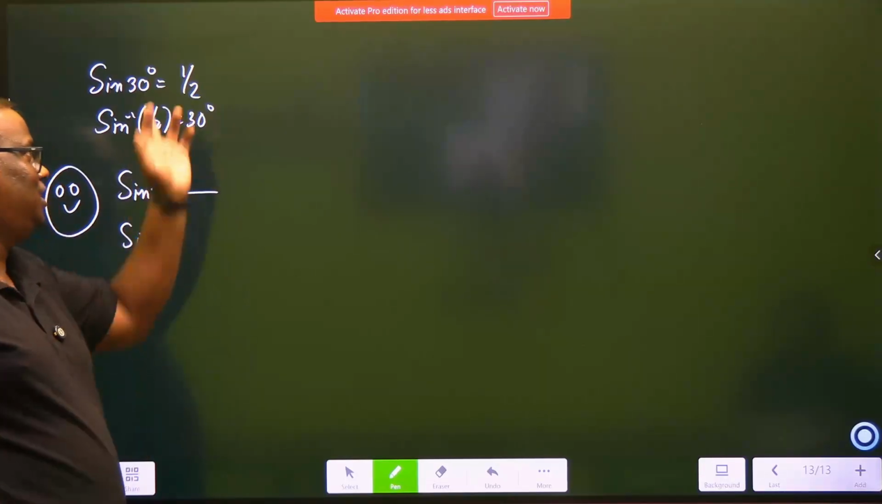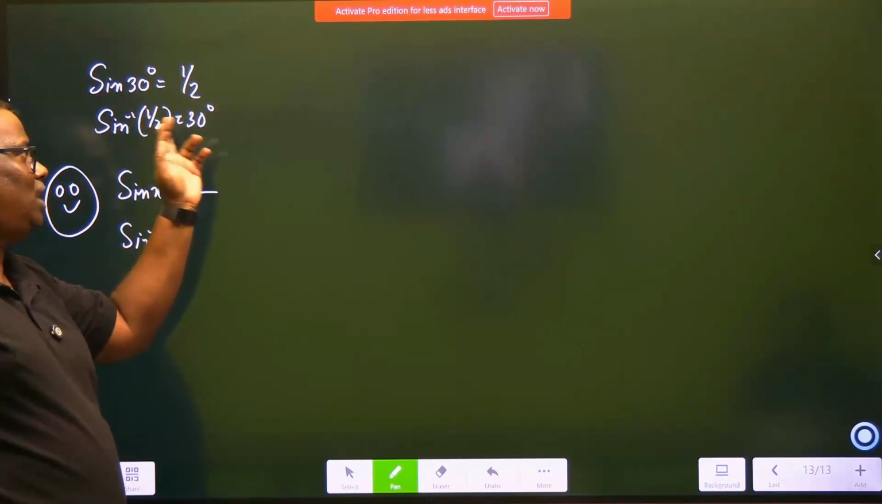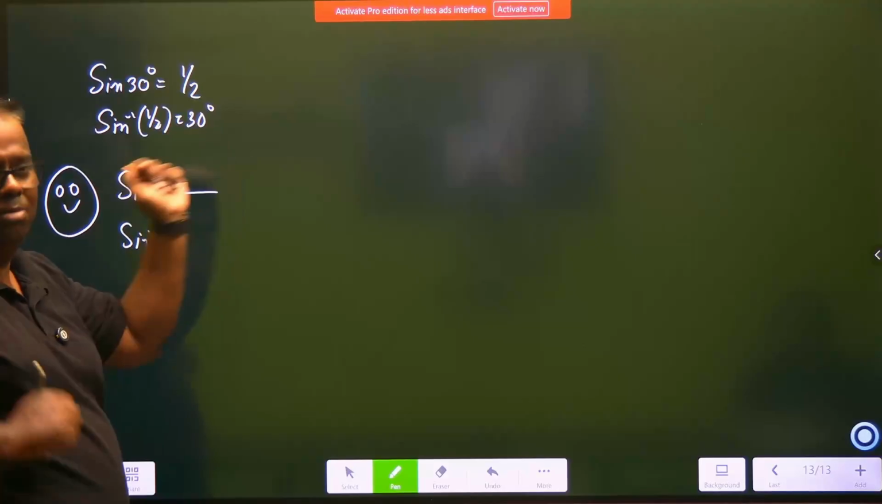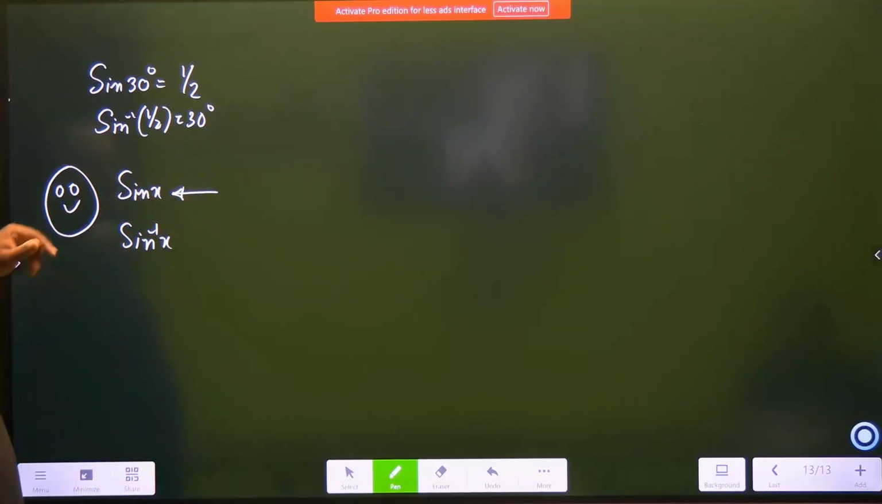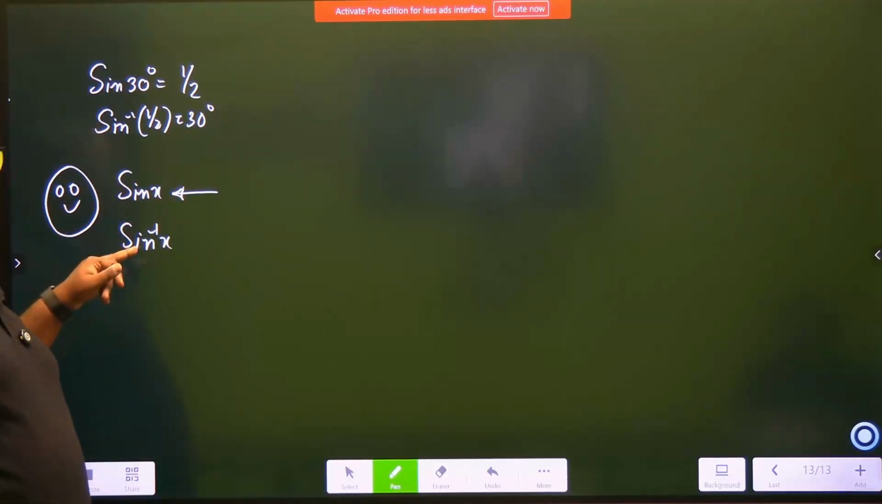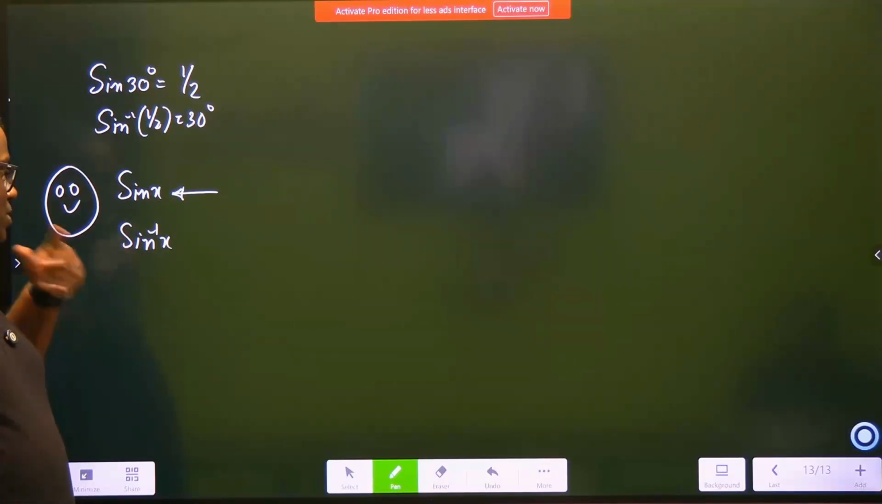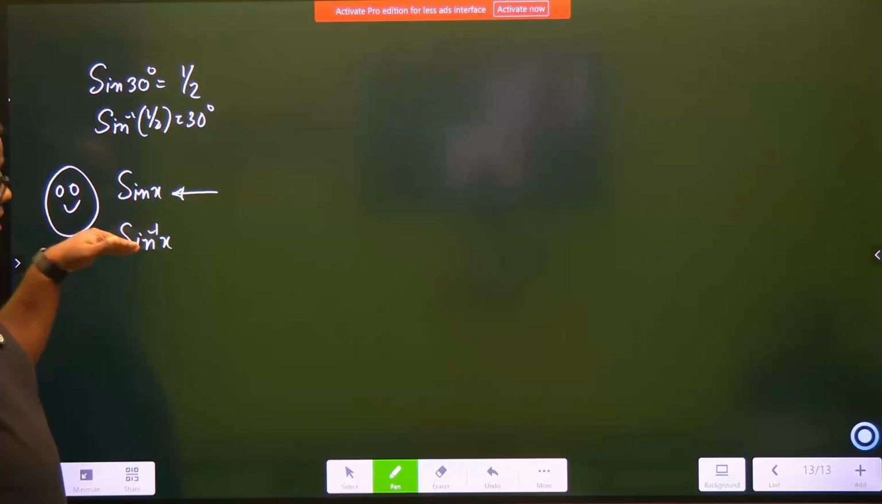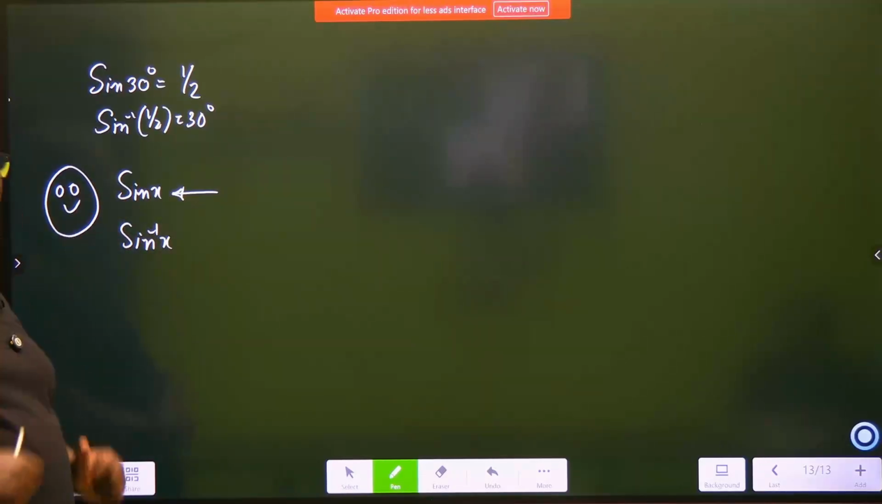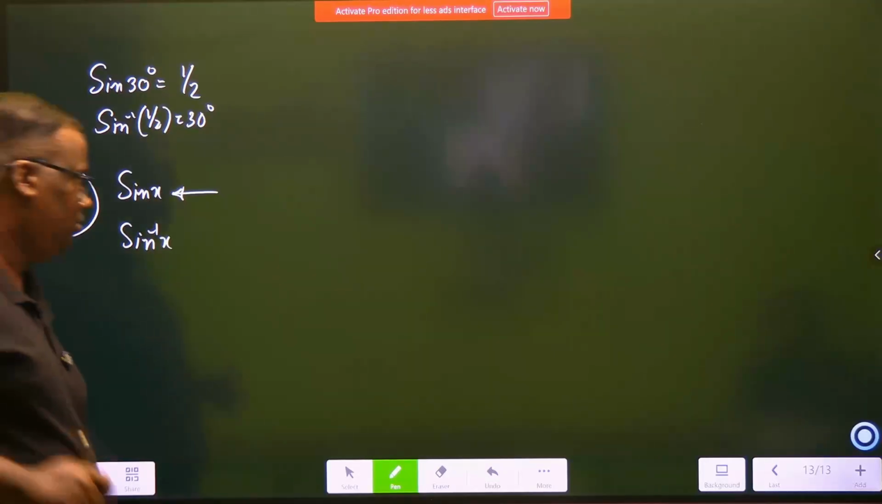Get into the debate. Sine 30 equal to half, sine inverse half equal to 30. This is what you have been reading like a Bible. Which means your brain thinks if sine x is a function, sine inverse is the inverse of sine x. This is our next chapter. That means you feel, acha, sin x has an inverse. That means sin x should be a bijective function. Means it should be one-one and onto. Just see.